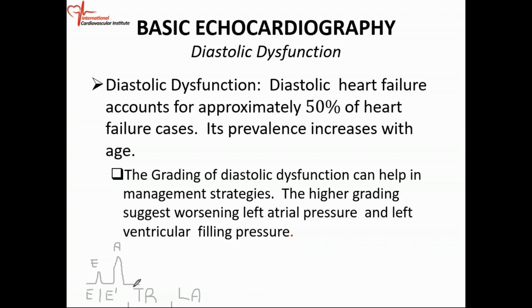So in about 90% of the cases, just by looking at your E to A ratio, E prime ratio, TR velocity, and left atrial volume, you can determine the grade of the diastolic dysfunction. As we mentioned before, there are just 3 grades: grade 1, grade 2, and grade 3.